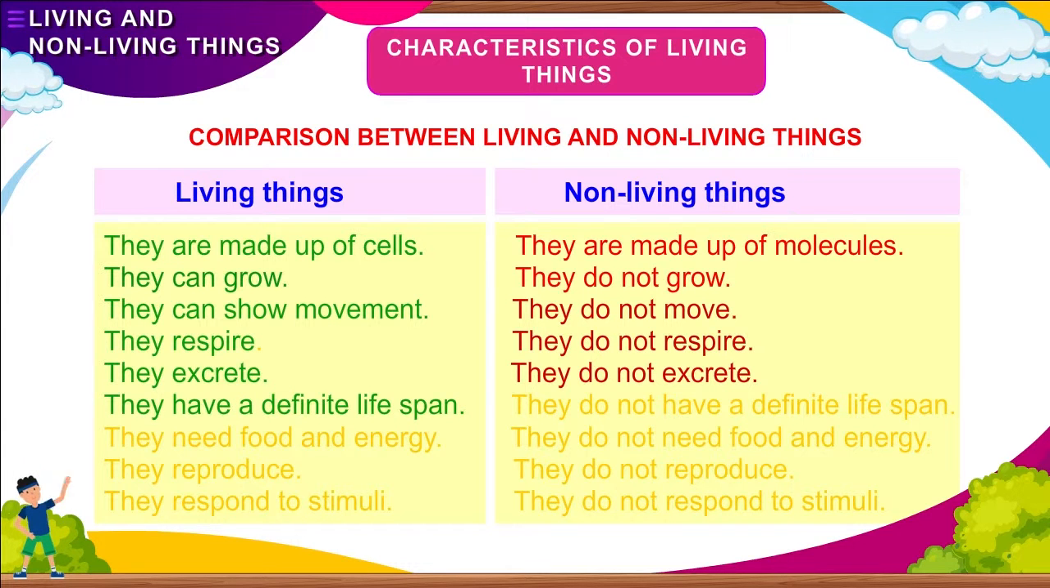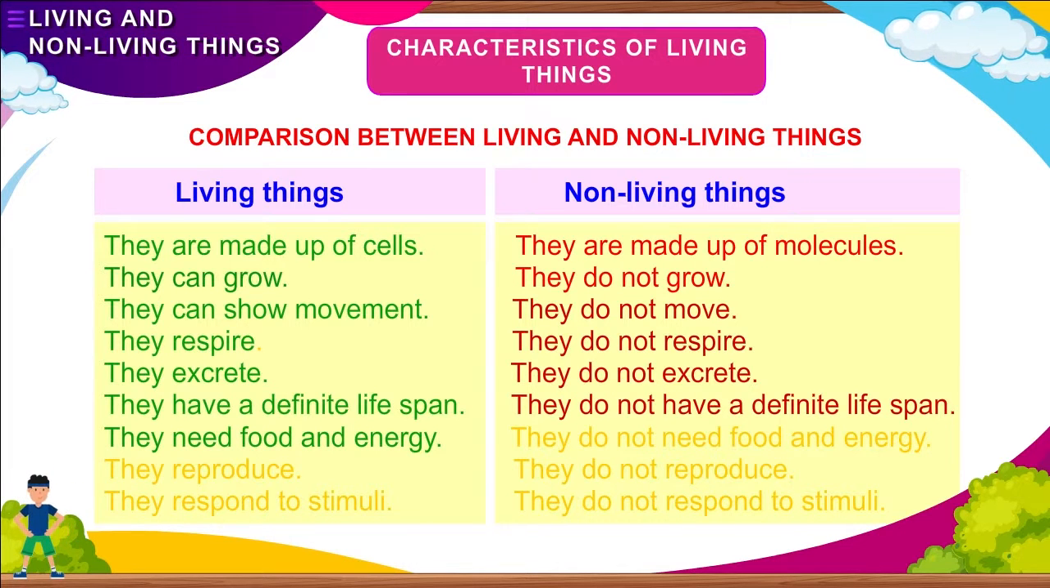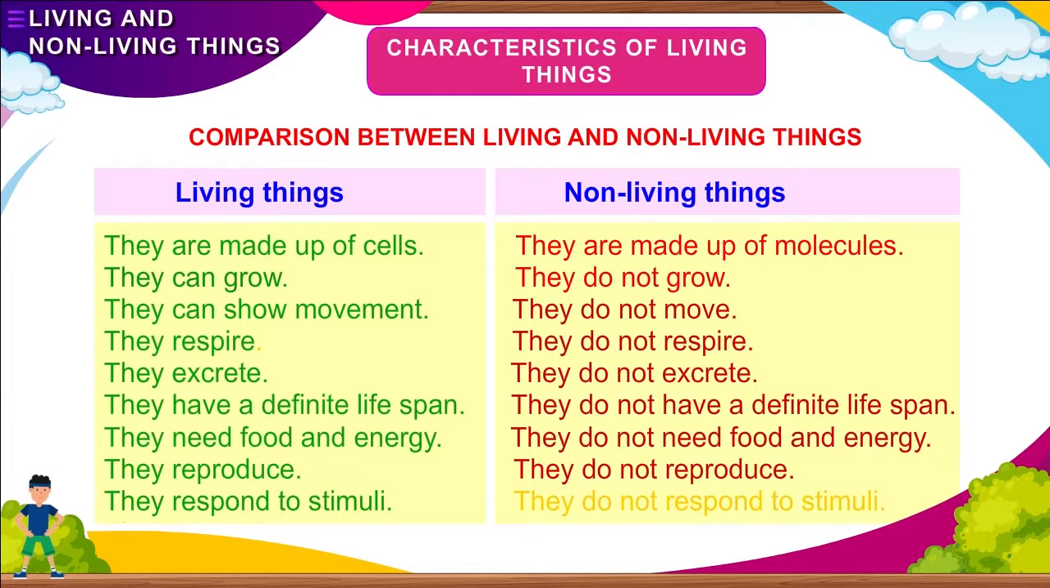Living things have a definite lifespan. Non-living things do not have a definite lifespan. Living things need food and energy. Non-living things do not need food and energy. Living things reproduce. Non-living things do not reproduce. Living things respond to stimuli. Non-living things do not respond to stimuli.